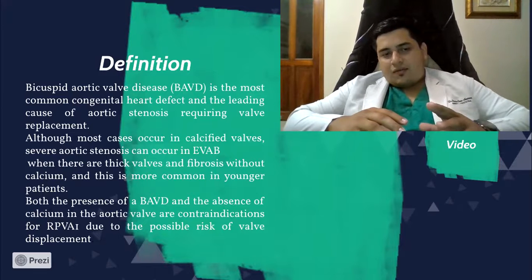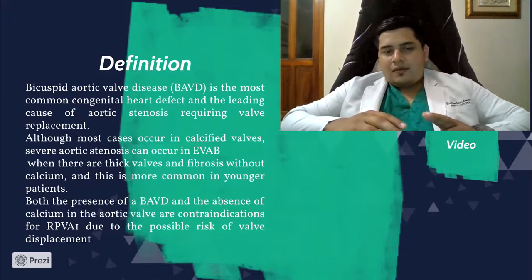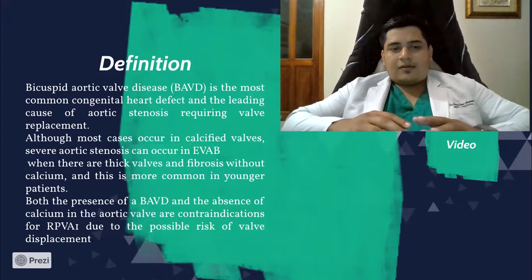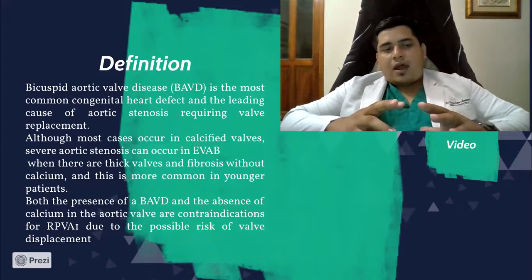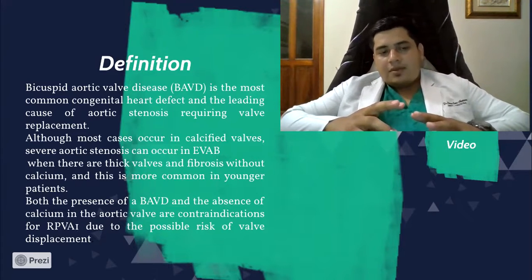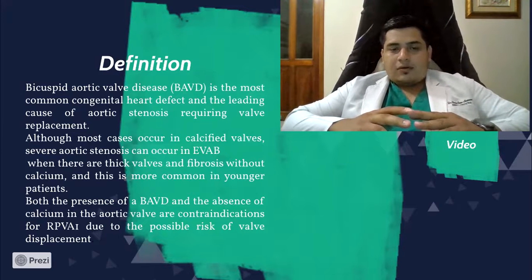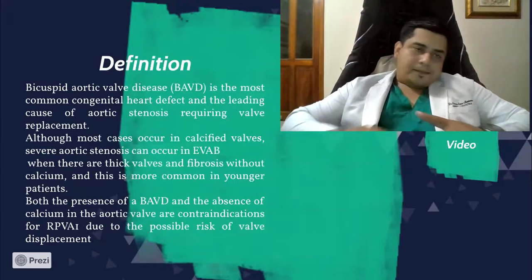The presence of bicuspid aortic valve disease and the absence of calcium in the aortic valve are contraindications for TAVR due to the possible risk of valve displacement.